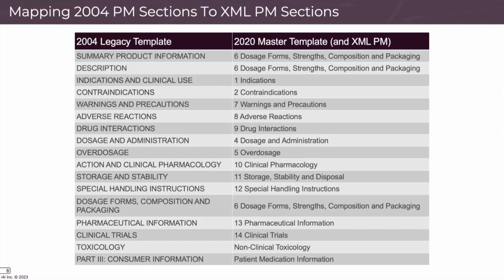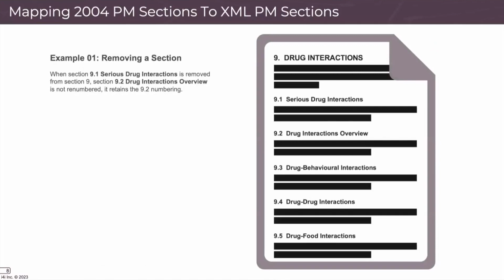This leads us to something else you need to be aware of, which is that the section headings in the 2020 and XML PMs are managed as controlled vocabularies and must not be modified. And this includes their numbering. Let's look at an example to demonstrate what this means.